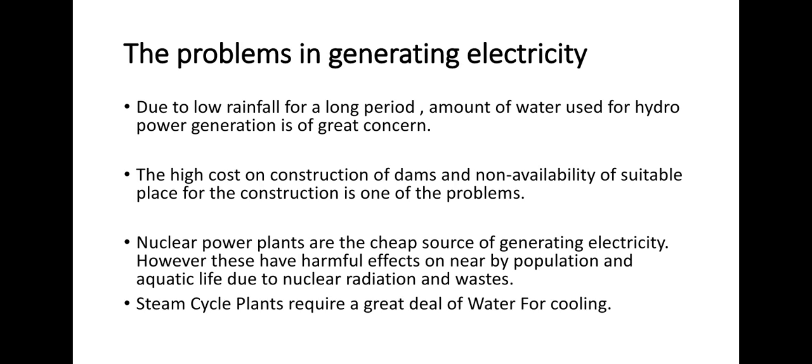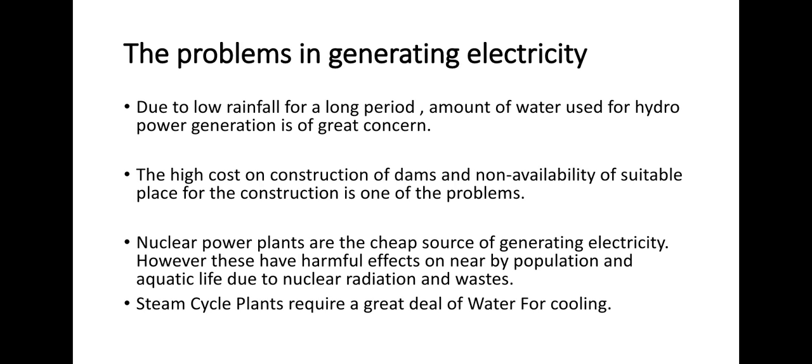The first problem that we face in generating electricity is due to low rainfall for a long period. The amount of water used for hydropower generation is of great concern. If there is no rainfall for a long period of time, there will not be enough water for running the turbines or dams. So we will not be able to generate electricity with the help of hydropower generation.